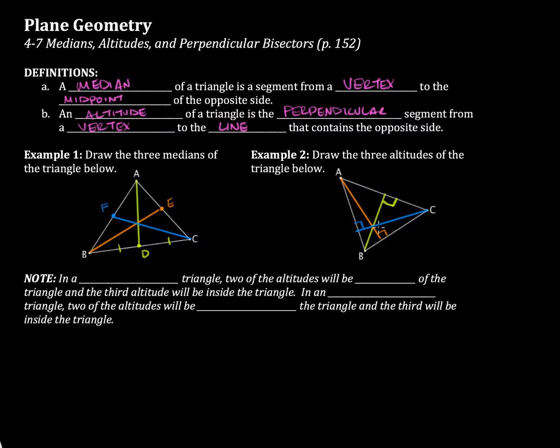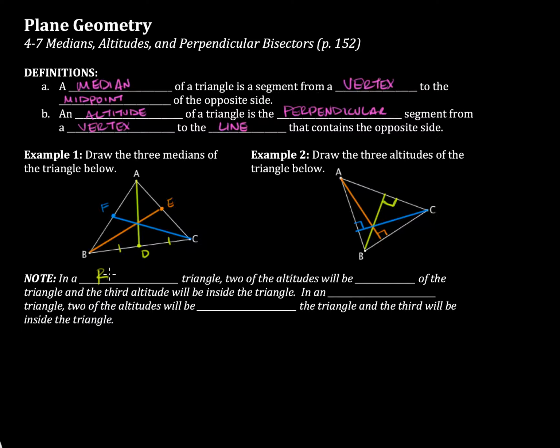Those are the three altitudes. You'll notice they also intersect at the same point. So those are the three altitudes of a triangle, going from a vertex to a place on the opposite side where it's going to be perpendicular. Now, a couple different things you've got to remember about altitudes.